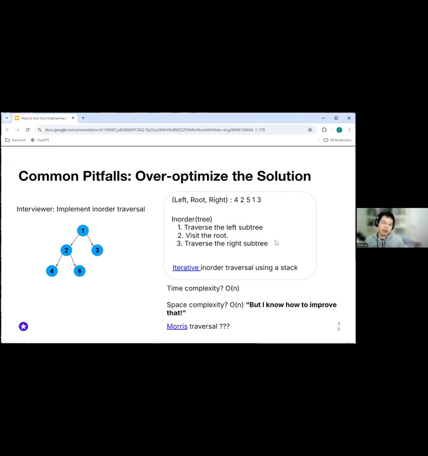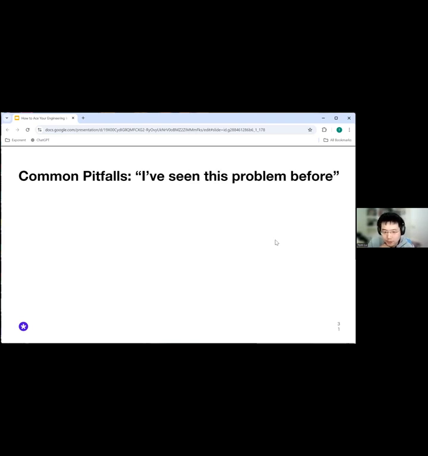So the takeaway here is that instead of trying to over-optimize the solution, check with your interviewer. Ask them, I have optimizations to the extent that I feel comfortable. What do you think about our current solution? Does that satisfy all the design constraints? If the answer is yes, then you don't have to spend time over-optimizing the solution. Okay.